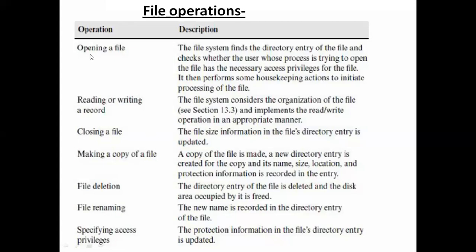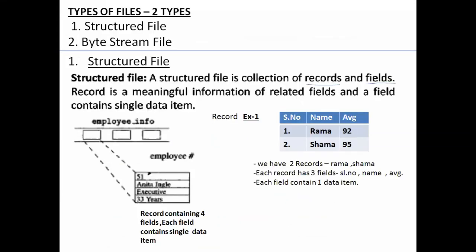You can explain this using some sentences, or simply in a tabular column. According to module 4, this can be one of the important questions: explain all the file operations as well as the different types of files. Basically, you can find two types of files here: structured file and byte stream file. You can refer to the example according to the book, and this example can be taken for better understanding. But I insist you write down the examples according to the book.